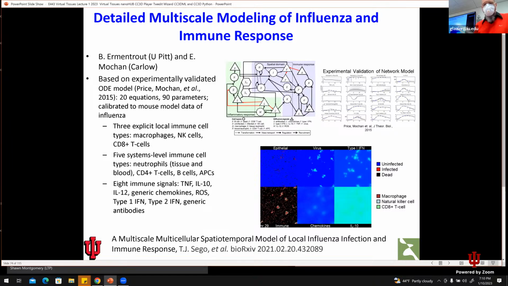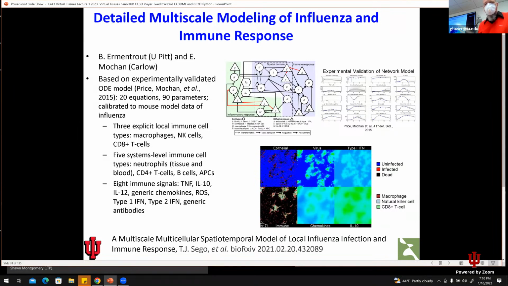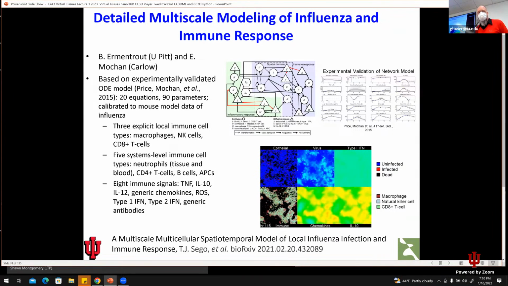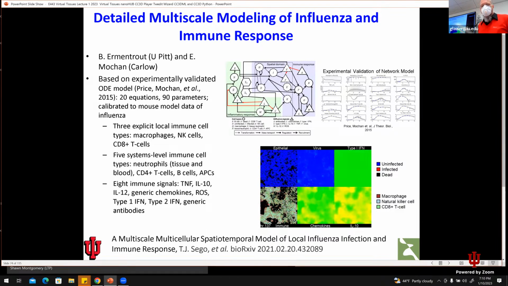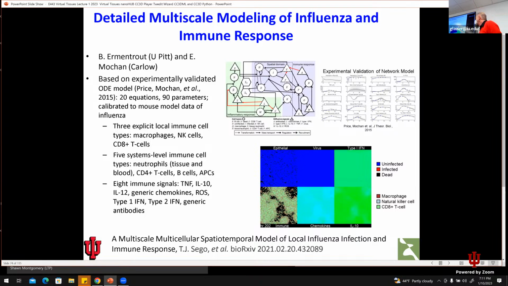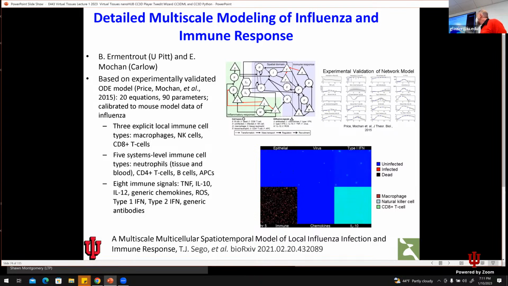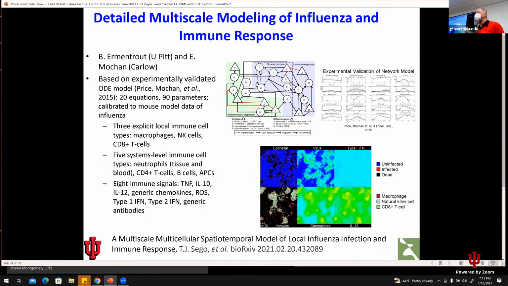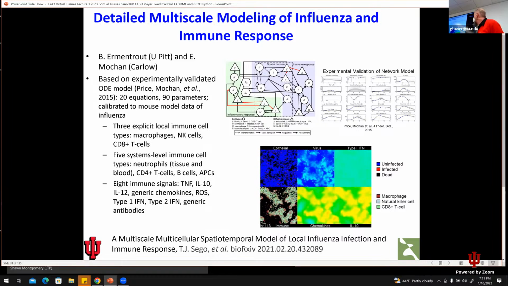That was a very simplified model. TJ took a beautiful model that was developed by Bart Erbentrout and Erica Mohan in Pittsburgh, simulating many cell types because the immune system is pretty complicated, and many chemical species. That ODE model had been extensively validated against detailed experimental time series for how the immune system worked in rodents.